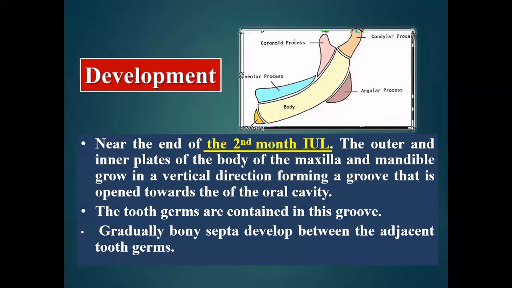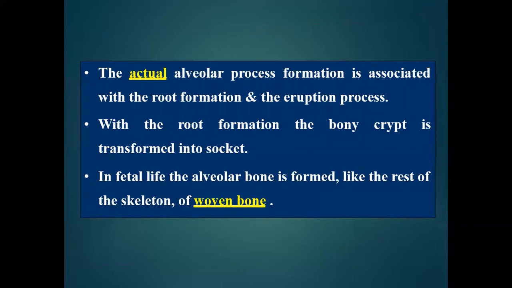Coming to the development of the alveolar bone, near the end of the second month of intrauterine life, the outer and the inner plates of the body of the maxilla and the mandible grow in a vertical direction, forming a groove that is open towards the oral cavity. The tooth germs are contained in the groove. Gradually, the bony septa develop between the adjacent tooth germs. The actual alveolar process formation is associated with the root formation and the eruption process. With the root formation, the bony crypt is transformed into a socket. In fetal life, the alveolar bone is formed like the rest of the skeleton, of woven bone.